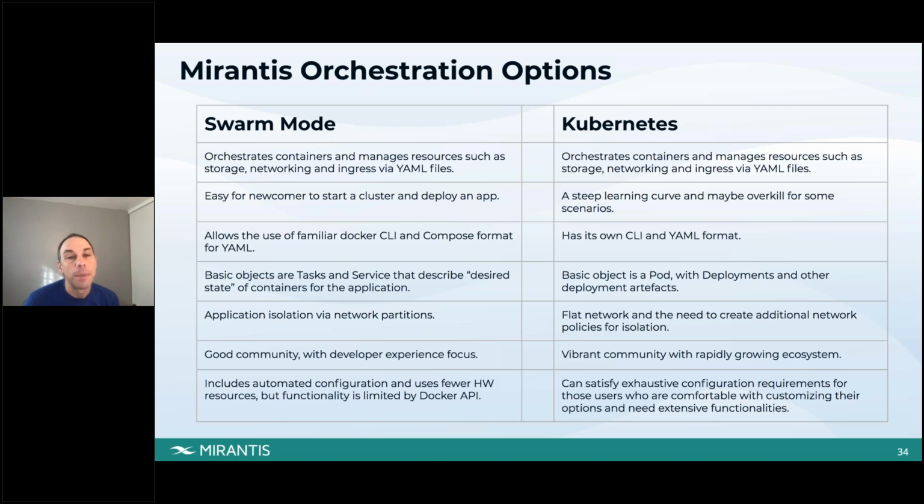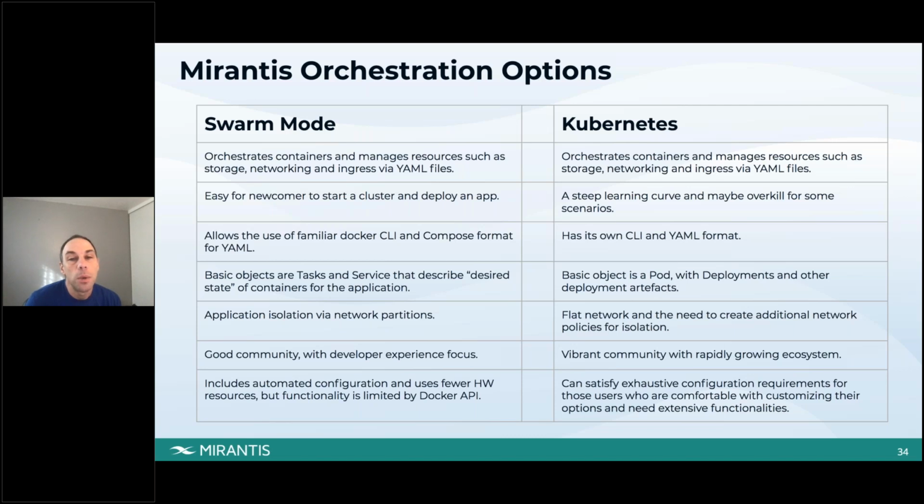In Swarm, the basic objects are your tasks and services, and that describes the desired state. Kubernetes, not too different, but as you might know, a pod is a bit different from a task, but at a high level, it serves a similar function. And your deployments or even replica sets are going to be included as your basic deployment artifacts.